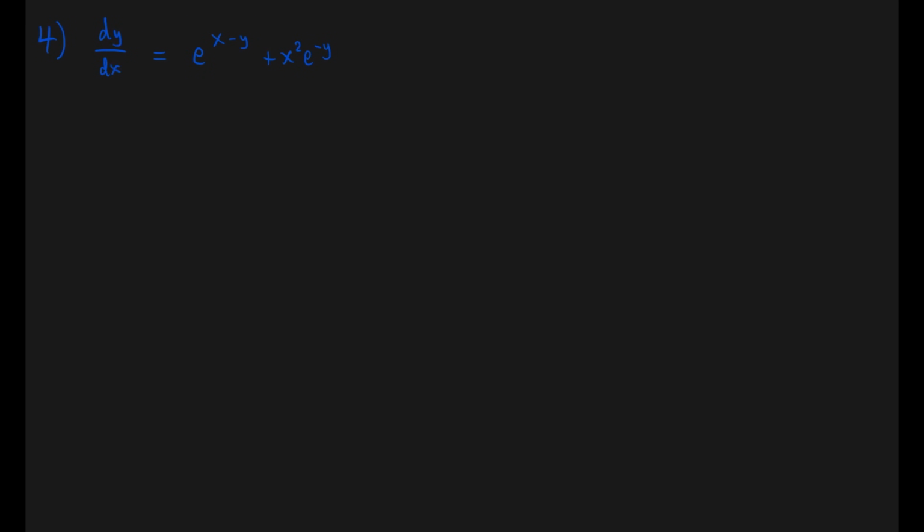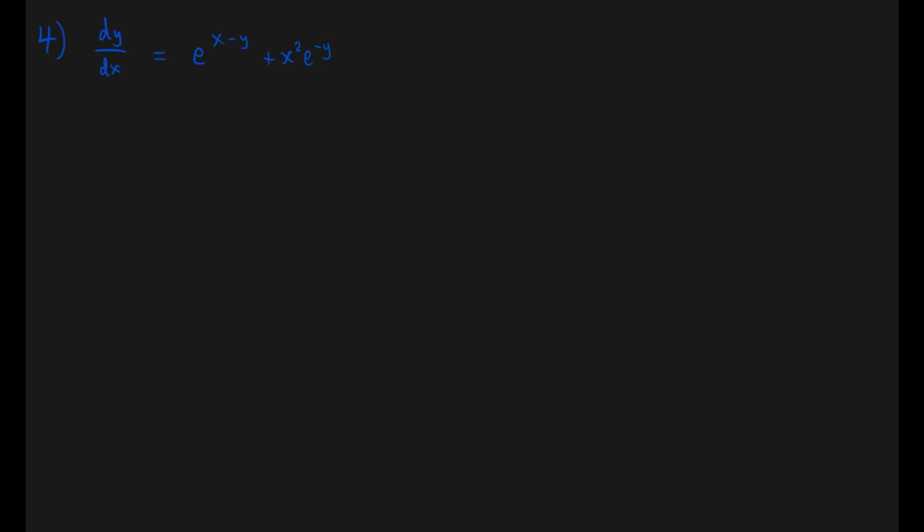All right, once again, let's try another problem that looks a little bit complicated, but we'll still be able to solve nice and easy. So here we've got e to the x minus y plus x squared times e to the negative y. So we might be looking at this and thinking, oh my gosh, how are we going to separate the e to the x minus y term? How are we going to get just an x and a y out of that?